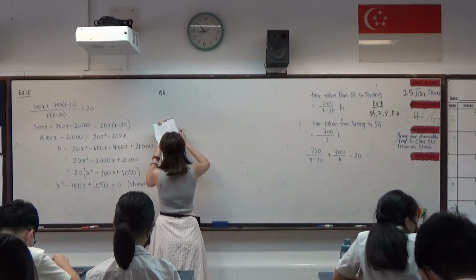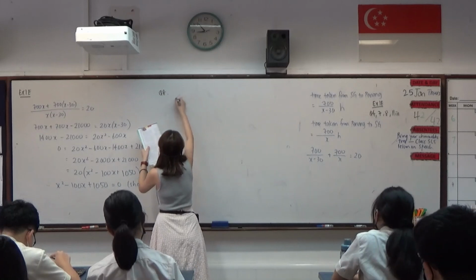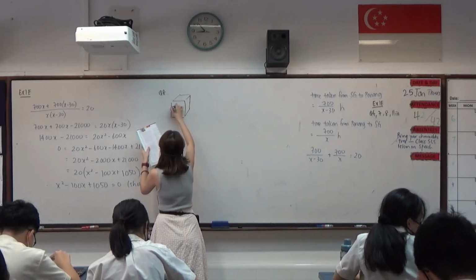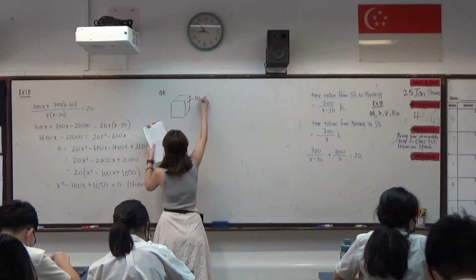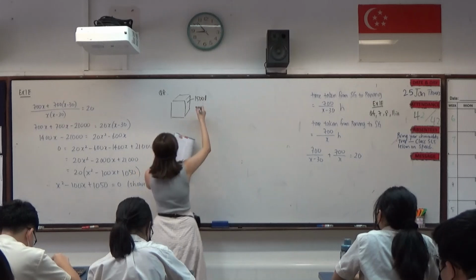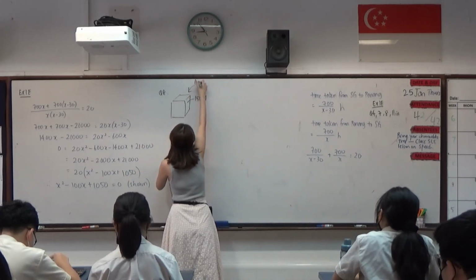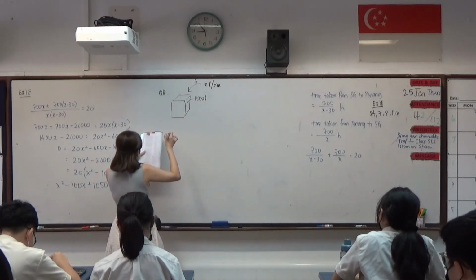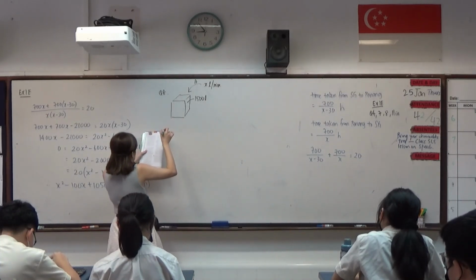A tank contains 1,500 liters of water. Pump A can fill the tank with water at a rate of x liters per minute. Pump B can fill water at a rate of x plus 50 liters.